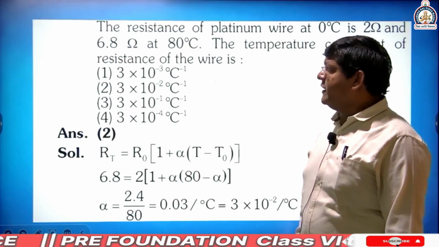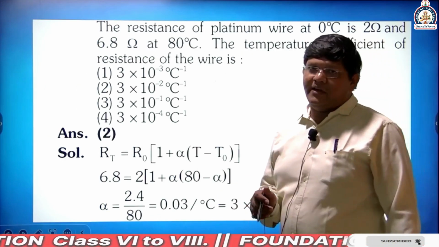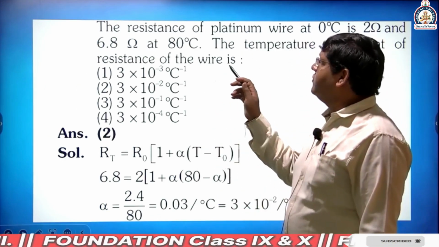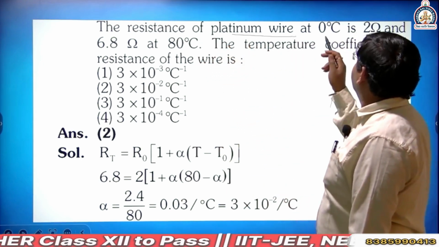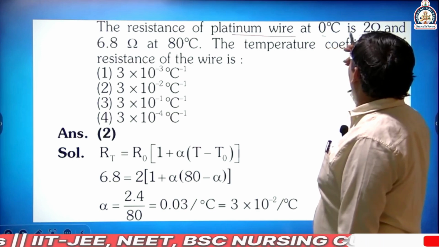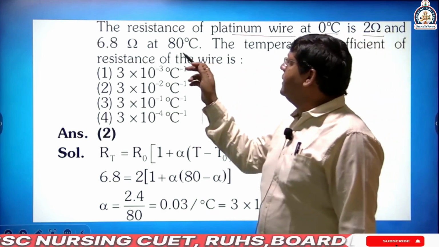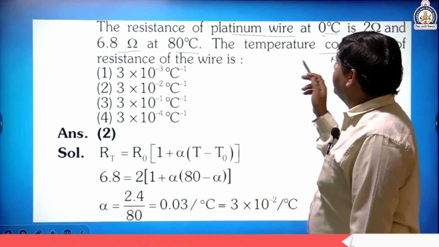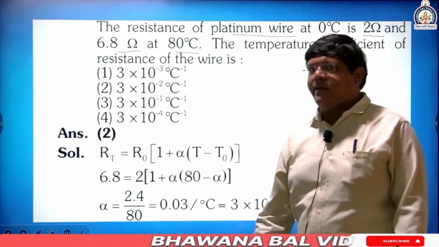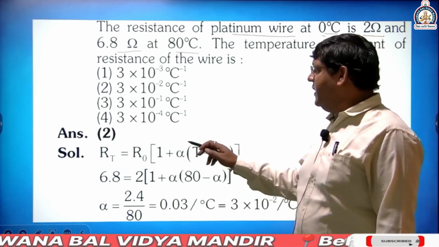Now, moving to the next part. The next part is related to the concept of resistance of wire. There is a wire material, platinum. The value of resistance is 2 ohm at 0 degrees Celsius and 6.8 ohm at 80 degrees Celsius. We have to calculate the value of the temperature coefficient, that is alpha.